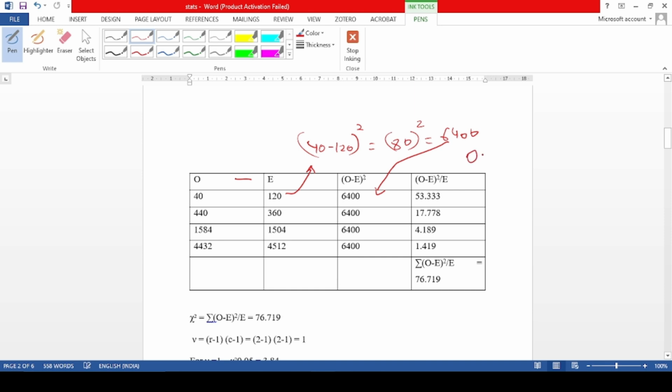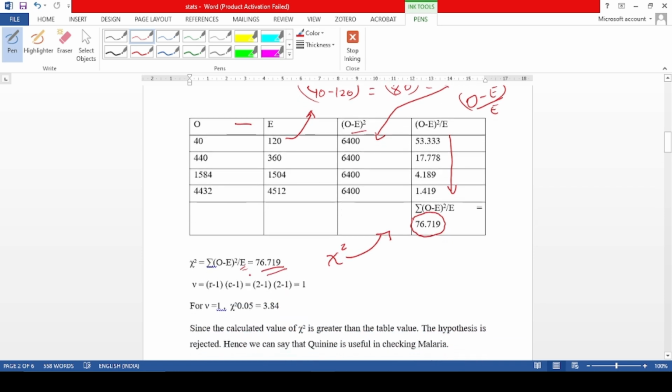Now, the observed value minus expected value, squared, is divided by the expected value, and we get these values. We have to find the sum of all these values, which is 76.719, and this is the value of chi-square. The chi-square formula says observed minus expected value, squared, divided by E, the expected value. That gives us 76.719. This is our calculated value.